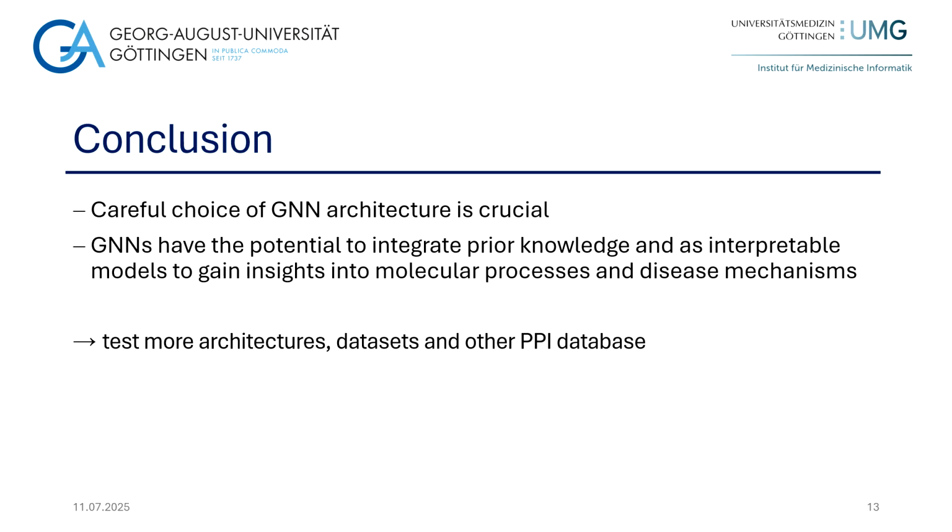Overall, we saw the potential of graph neural networks to integrate prior biological knowledge. And when explainability methods are applied, graph neural networks can provide interpretability on the level of proteins and their protein interactions. With this, we are able to gain insights into molecular processes and disease mechanisms in the future. In the future, we want to test more architectures, more data sets, including different kinds of cancer, and we also want to investigate the effect of the PPI database.